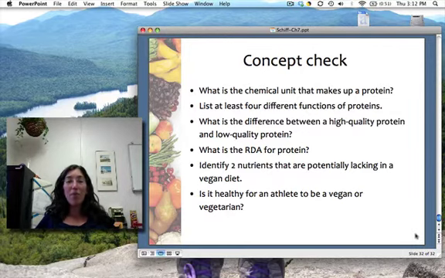That is on chapters 5, 6, and 7, all the macronutrients: carbohydrates, fats, and proteins.